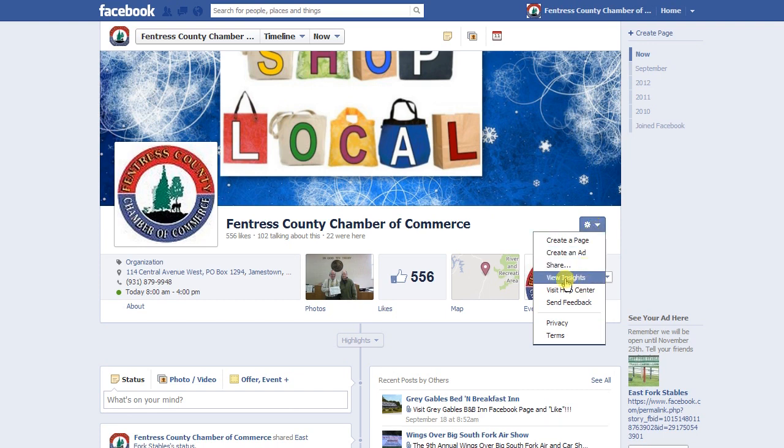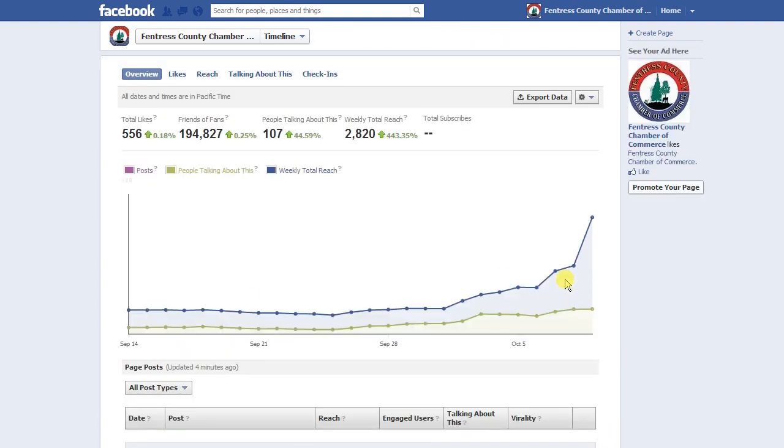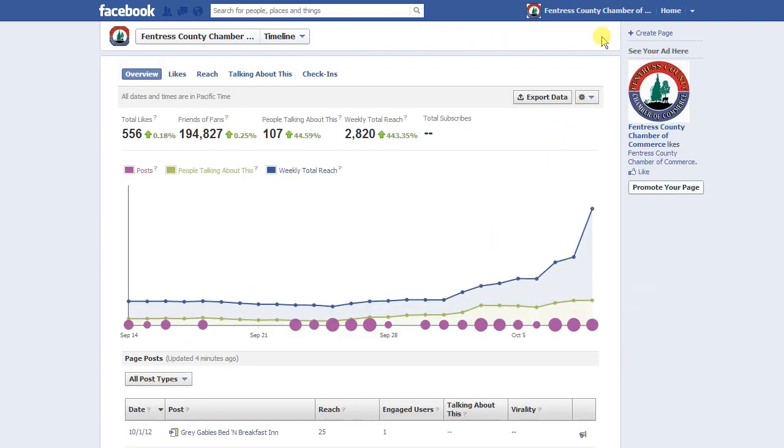So you click on that drop down arrow, you click view insights. You need to be as your page. Here you can see this is the Fentress County Chamber of Commerce, and this is the overview page for insights. You can see that 556 people have liked their page. That translates into almost 200,000 people who would have a chance to see their post, through the friends of the people that like the page. 107 people were talking about the page in the last week, and their total reach was 2,820 people. So not bad for a small chamber of commerce. Pretty good reach into the community, and that's pretty standard for chambers.